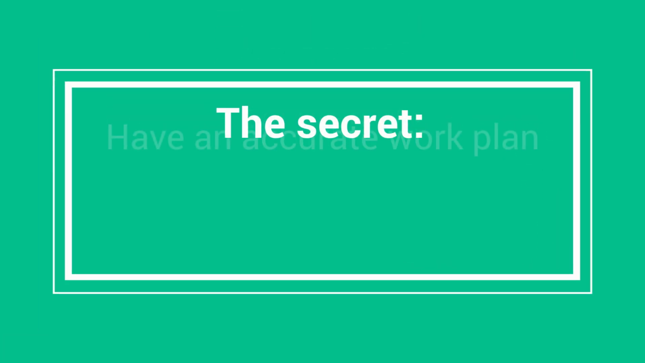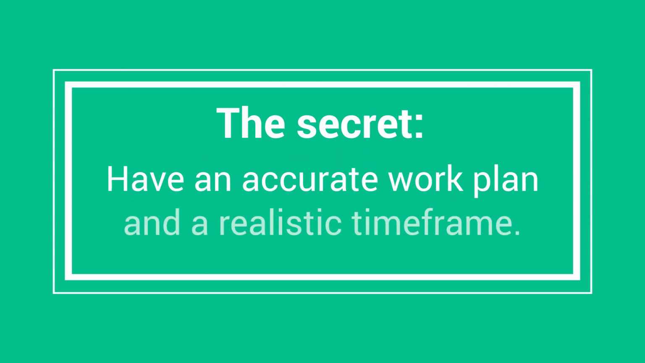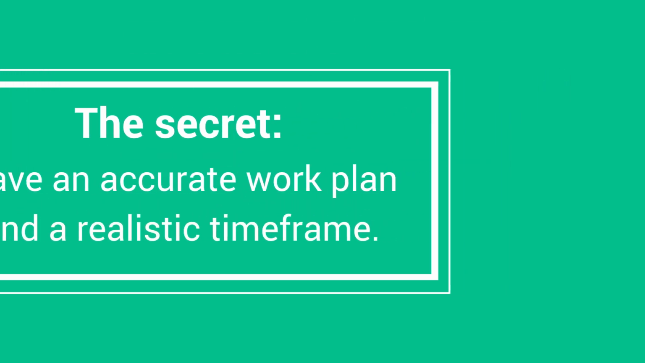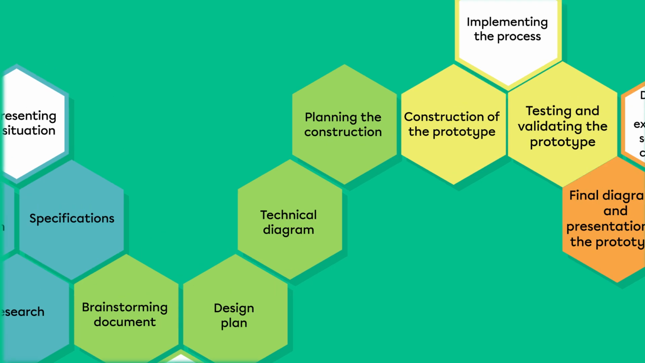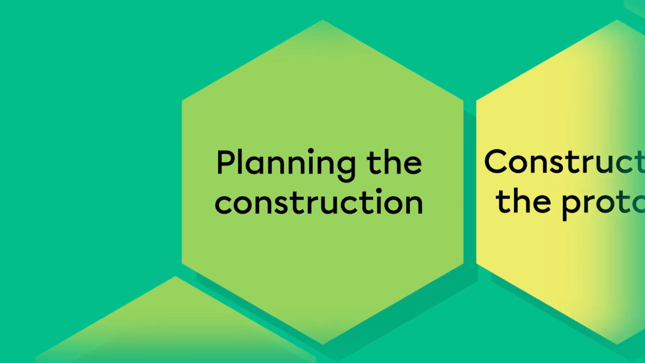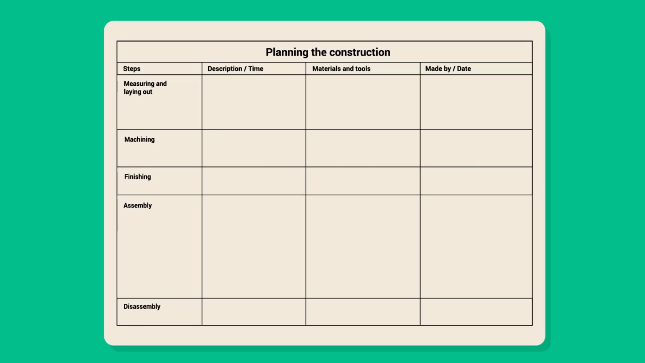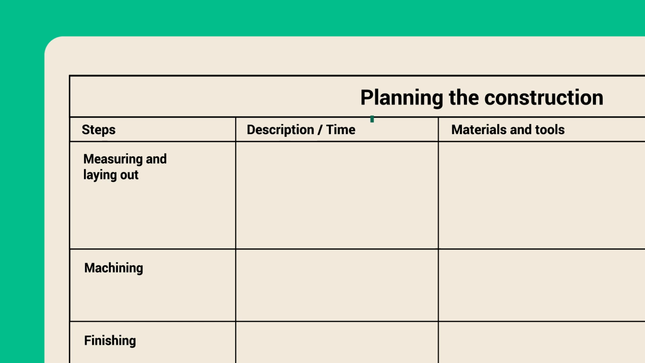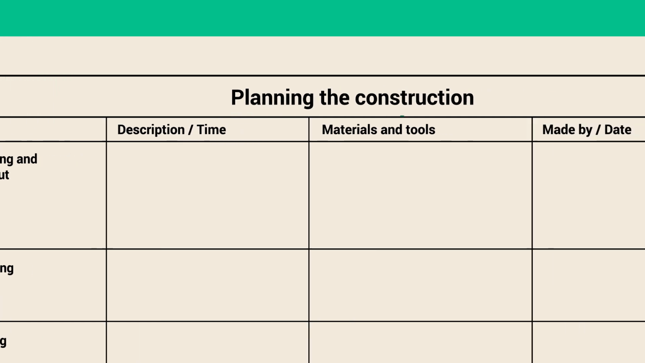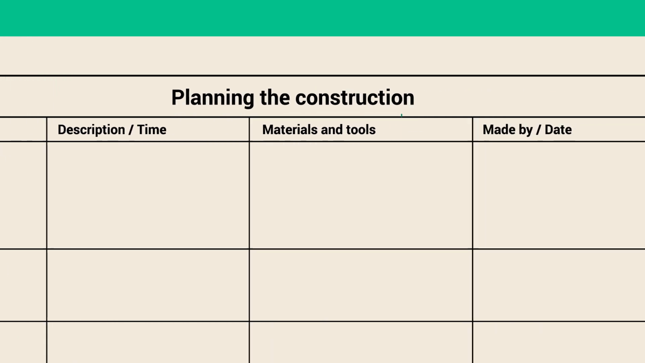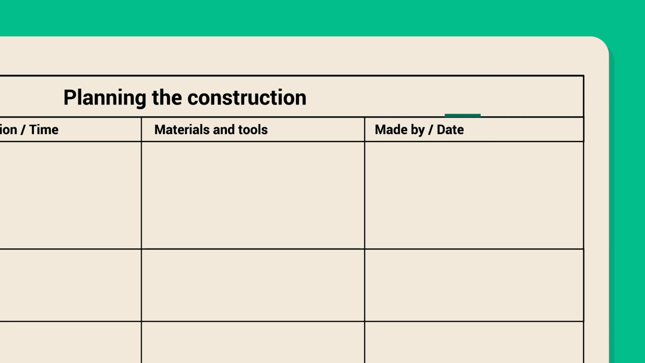Here is the secret to avoid it. Have an accurate work plan and a realistic time frame. Planning the production steps is important in developing a relevant technological design process. To plan the construction of a technical object efficiently, let's use a table like the following. Ideally, we should plan the time around the different construction steps, identifying the materials and tools needed, and dividing the tasks among the work team.